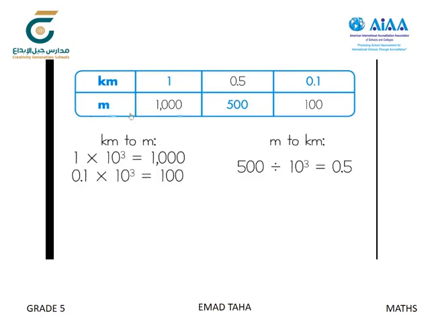And if I wanted to convert 500 meters to kilometers, we must divide by 1,000 or 10 to the power 3. Divided by 1,000 means we move the decimal point towards the left 3 places: 1, 2, and 3. So the decimal point will be here, and the answer is 0.5. This understanding will help them in later lessons as they convert among metric units of capacity and mass.